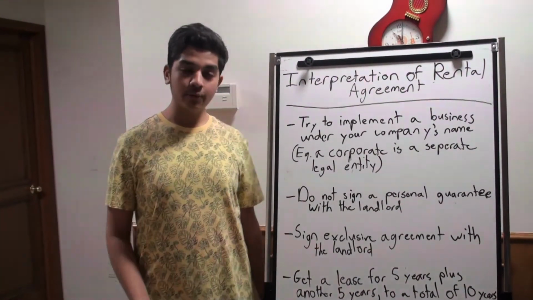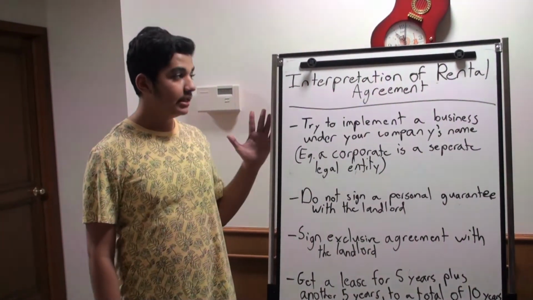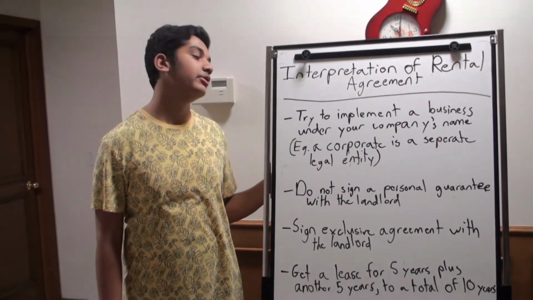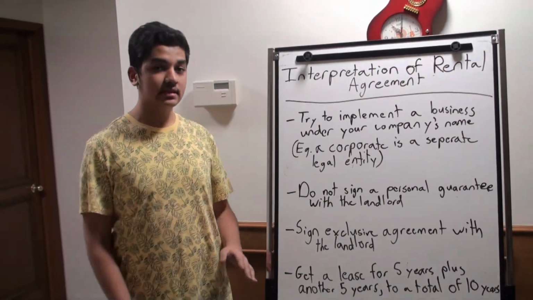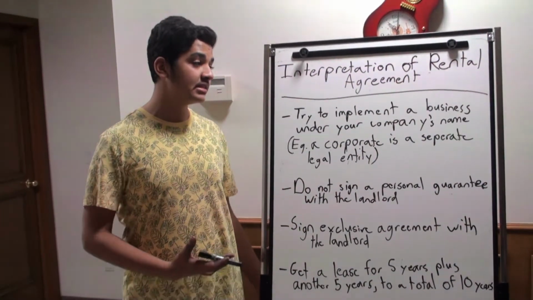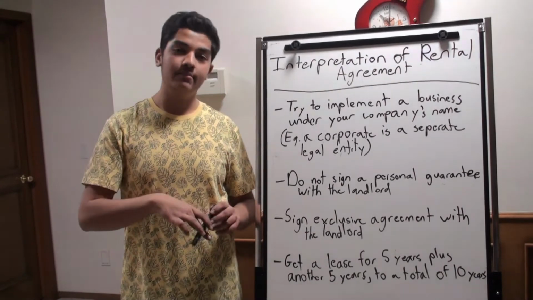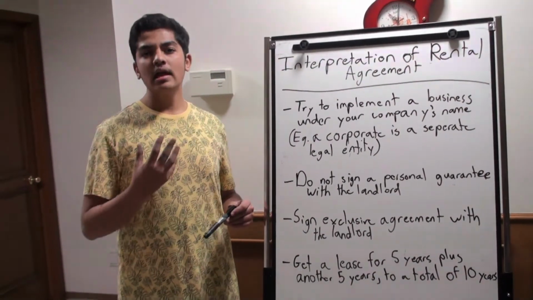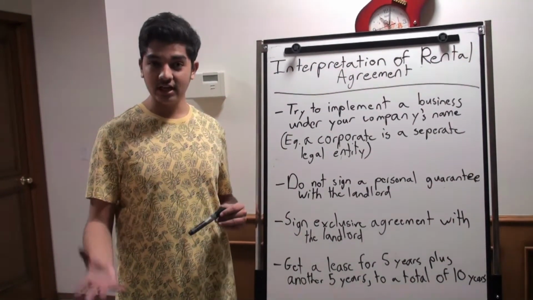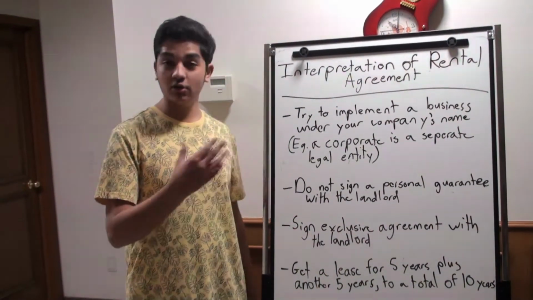Now, the sixth point that we're going to discuss in starting a business is the interpretation of the rental agreement. The first thing that you need to see is try to implement a business that's under your company's name and not actually under your own name. Now, this might be a little confusing. In the US, it's called a limited liability company, and in Canada, it's called a corporation.